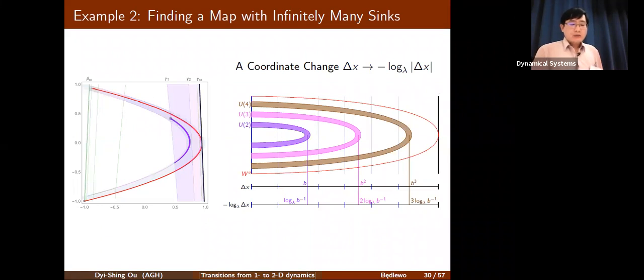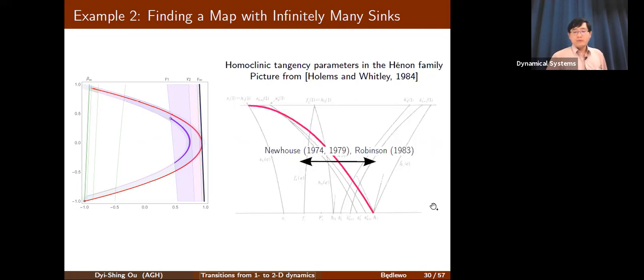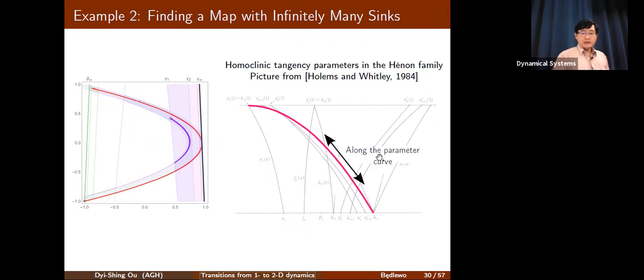This is what happens when we apply the coordinate change on Cn. Then what happens when we apply the coordinate change to Un? Here these pieces converge to the stable manifold exponentially at the rate of B. Under the coordinate change, this becomes log B inverse, 2 log B inverse, 3 log B inverse, and so on. Newhouse and Robinson applied a perturbation of the map transversal to the curve of homoclinic tangencies, but instead, now we try to perturb the parameters along the curves of homoclinic tangency.